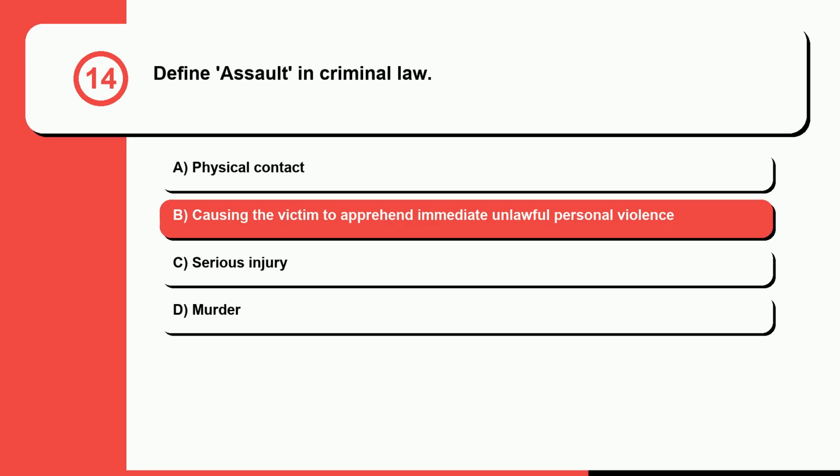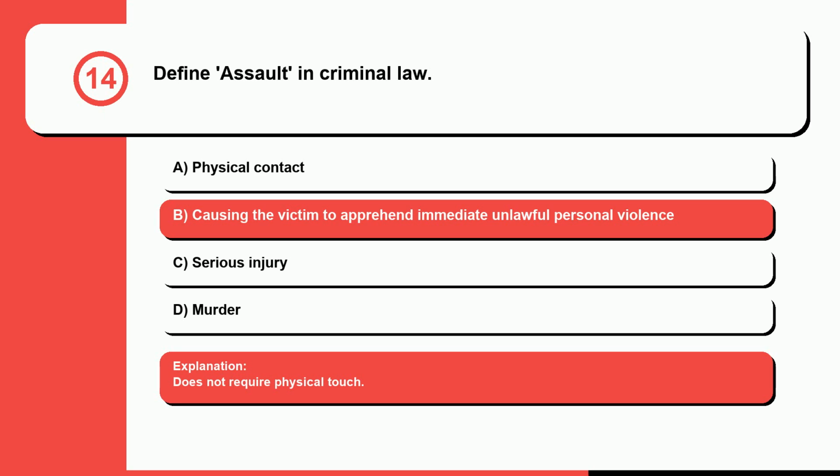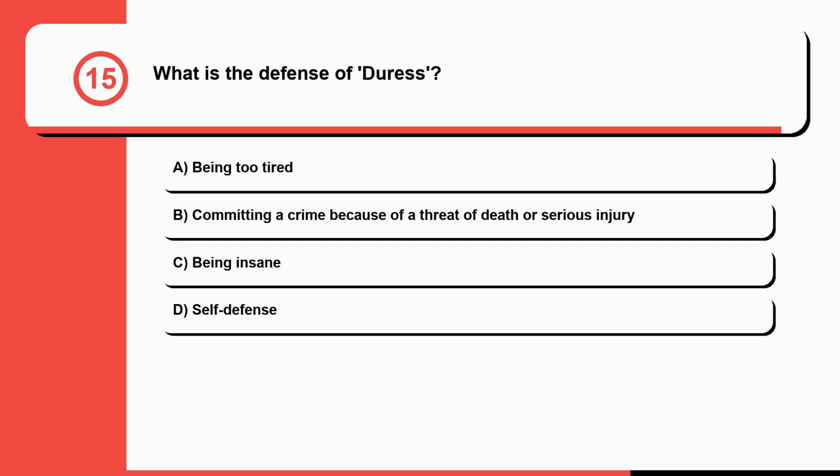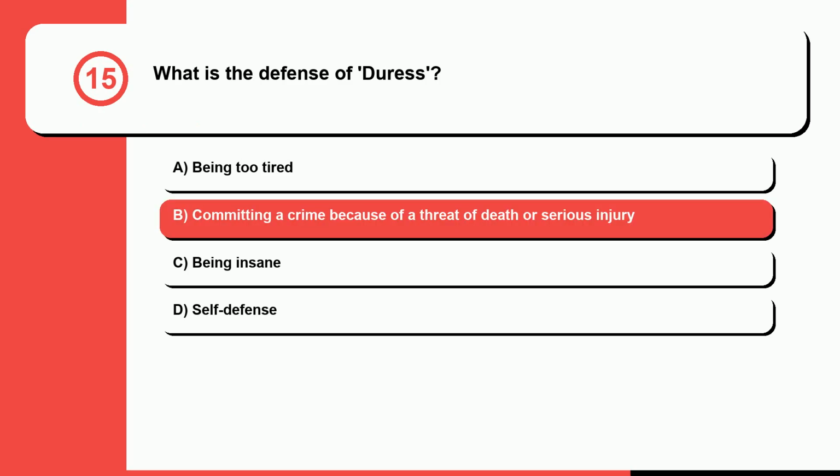Question 14. Define assault in criminal law. A. Physical contact. B. Causing the victim to apprehend immediate unlawful personal violence. C. Serious injury. Or D. Murder. The correct answer is B, causing the victim to apprehend immediate unlawful personal violence. Does not require physical touch.